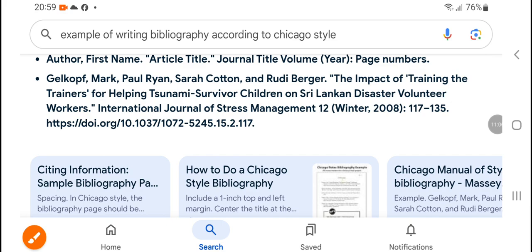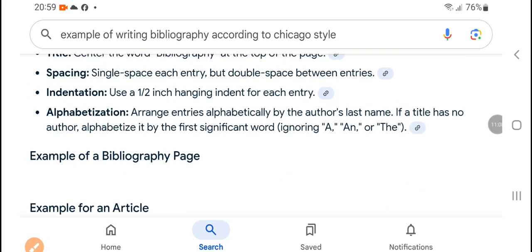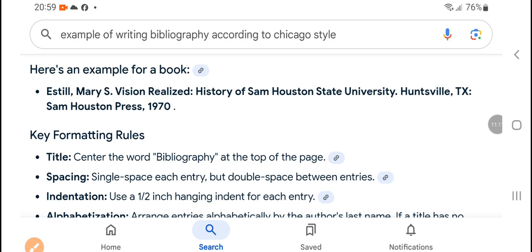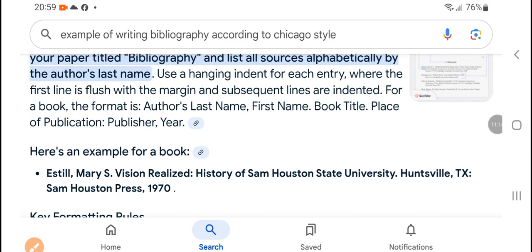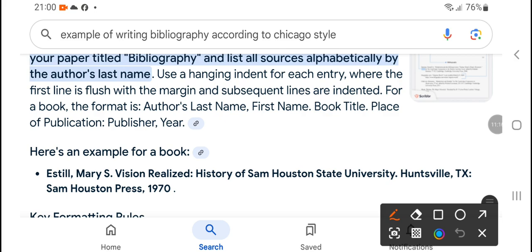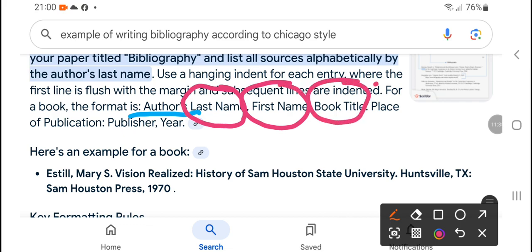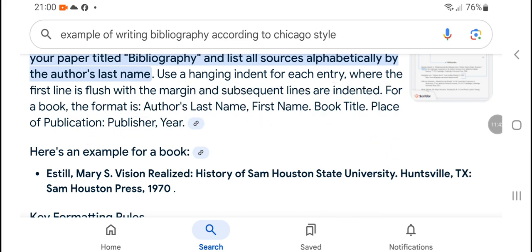So that is short information, but I'm repeating. My major concern for this video is only to make you understand how to write a bibliography. First, we should mention the author's last name or surname, then first name, then book title, then place of publication, then publisher, and then year. Please keep these six things in mind, right?